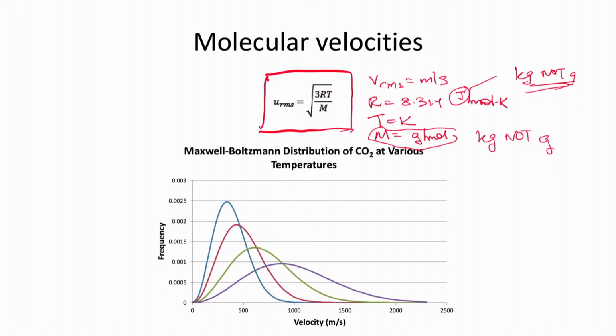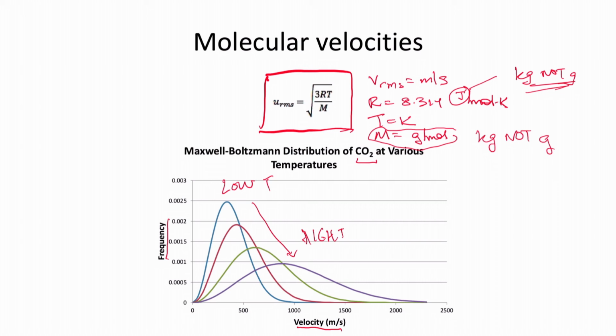This graph here on the bottom shows the frequency as a function of velocity. The point here is that if you look at carbon dioxide, CO2, as an example, not all of the molecules have exactly the same velocity or the same speed. At a relatively low temperature, you get something that looks like this blue curve, where most of them have a certain velocity, and then it kind of tails off.